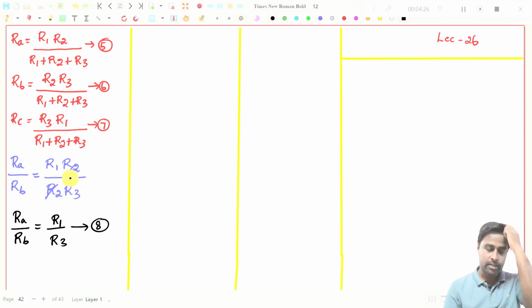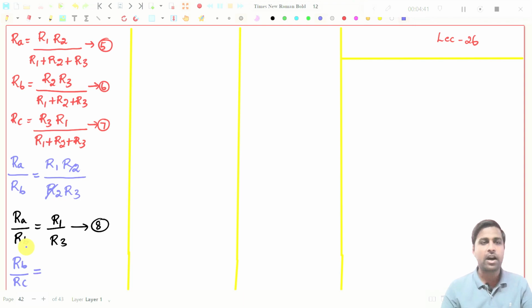Next we try to divide RB by RC. If you divide RB by RC, the common terms will be cancelled out, leaving R2 R3 divided by R3 R1. R3, R3 will be cancelled out, and the remaining thing will be R2 by R1. So write it as expression number 9.